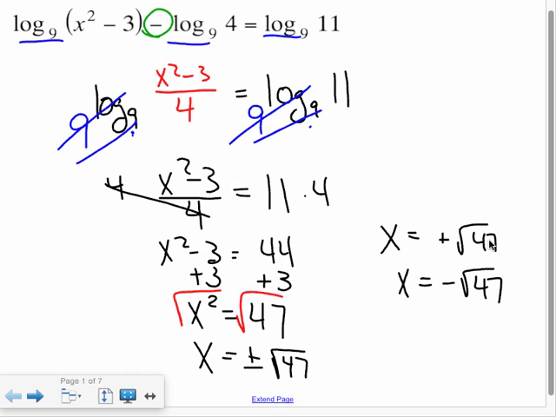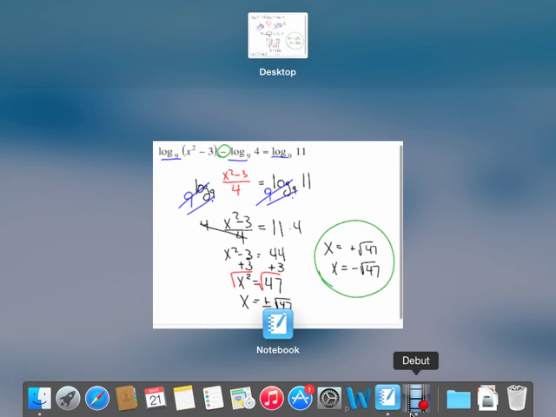Now, if I had plugged it back in there and I didn't square it, or for some reason it ended up being a negative, remember, you can't take the logarithm of a negative number. But that one ends up working out, and so you have 2 answers that work just fine. Okay, there's one. Let's try another and see how it goes.